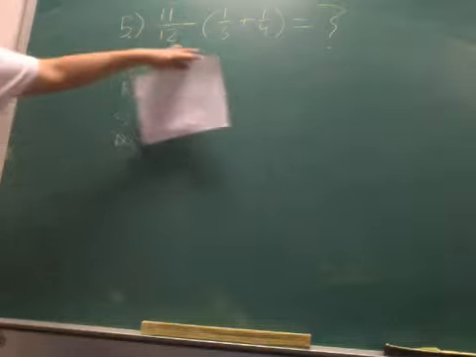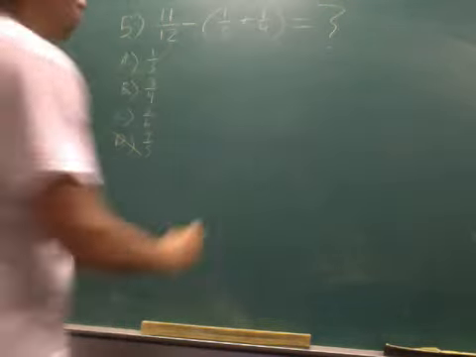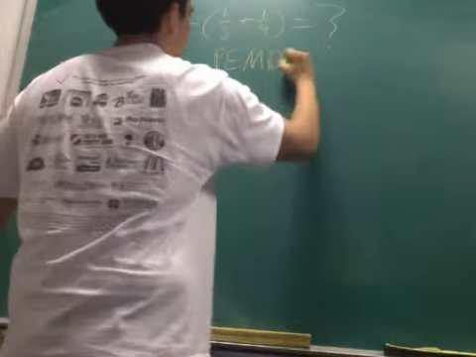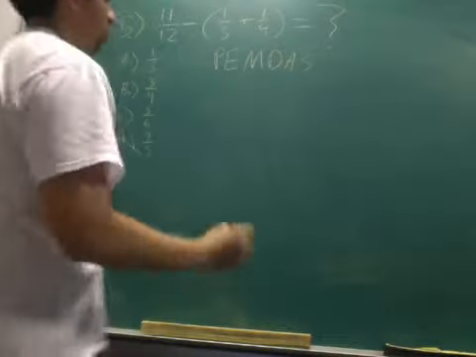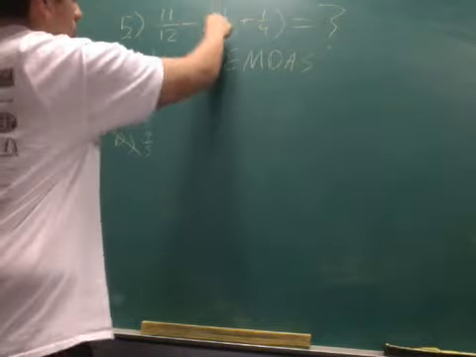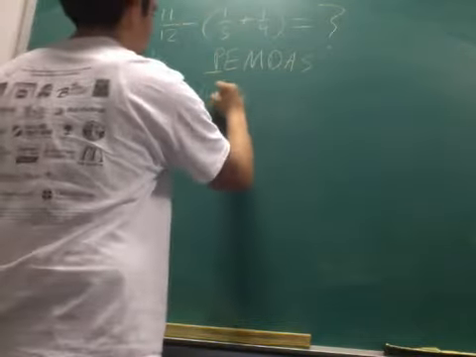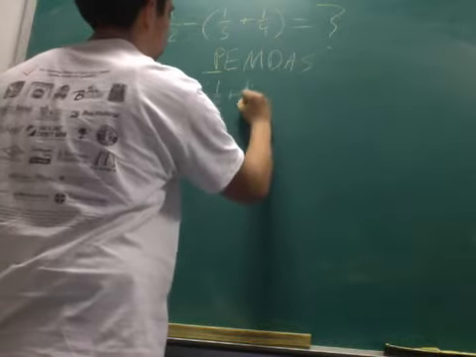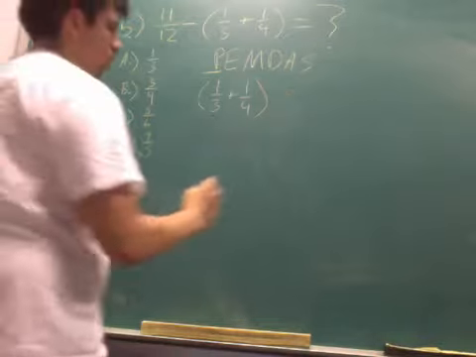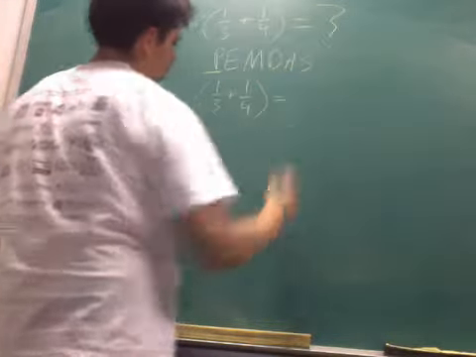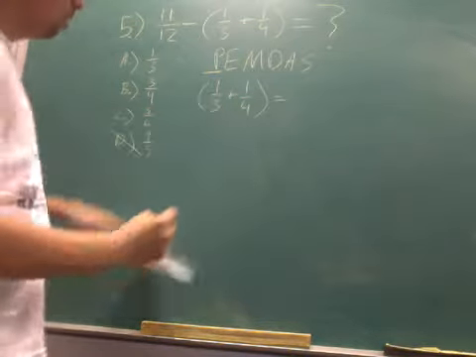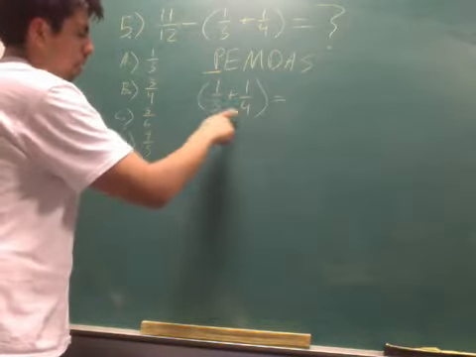So to figure out this problem, you need to apply your order of operations, remember? PEMDAS. So parentheses go first, and in the parentheses we have 1/3 plus 1/4. What does that equal? Well, to figure that out, we need a common denominator. Common denominator just means we need to get the bottom numbers the same.